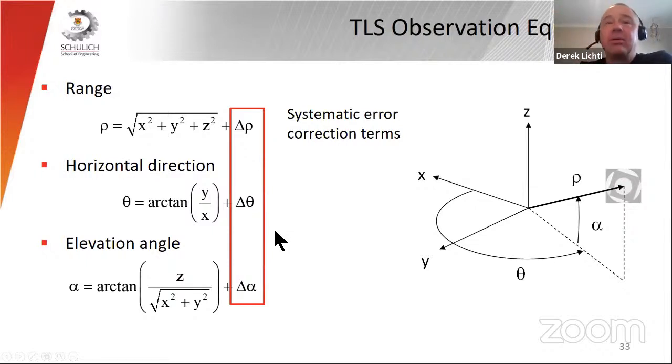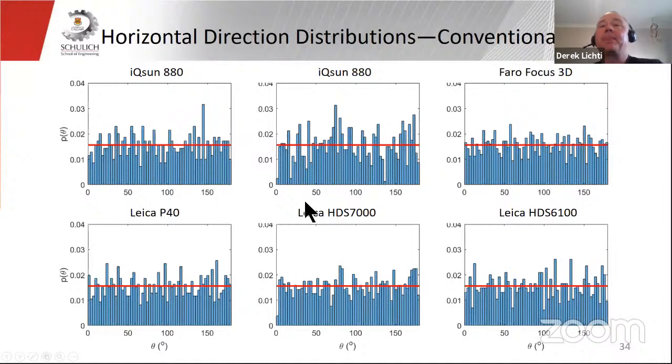Before we do that, though, we'll look at the distribution of the observations, just like we did for the linear regression and for the distortion estimation. So we have here the histograms of horizontal direction observations. They range from 0 to 180 degrees because the instrument collects data almost in a 360-degree vertical profile, and so it only has to rotate about its vertical axis by 180.